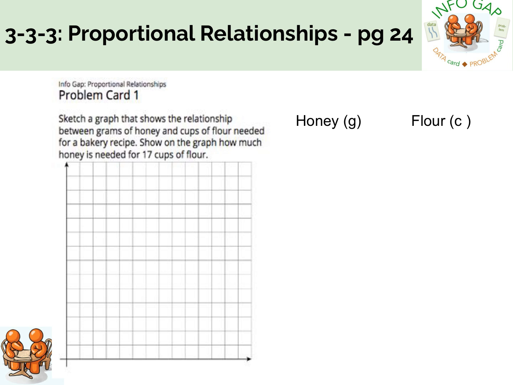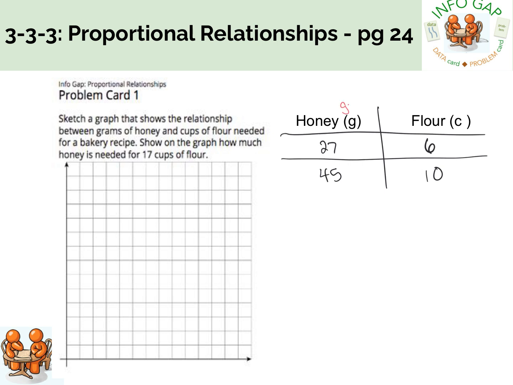And on the bottom part of your paper, you have a table. And the table is kind of like this. It has the honey and it has the flour information. So for 27 grams of honey, we need 6 cups of flour. And for 45 grams of honey, we need 10 cups of flour. So the G is grams, and C is cups.